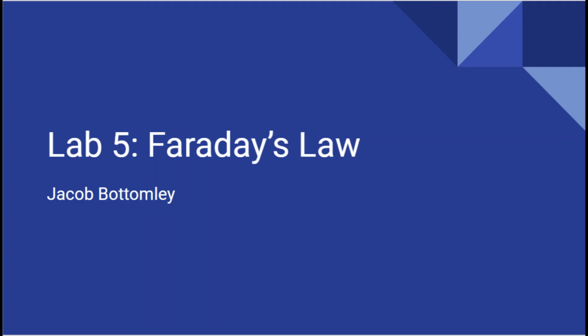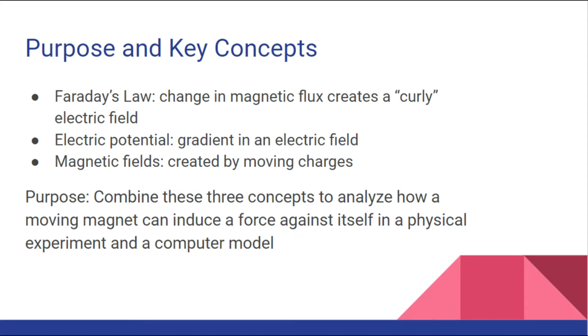My name is Jacob Bomley, and this is my lab report for Lab 5, Faraday's Law of Physics 2 at Georgia Tech. The key concepts of this lab are Faraday's Law, which states how a change in magnetic flux across an area creates a curly electric field around the perimeter of that area, electric potential, which is when the difference between electric fields at two different points motivates charges to move between the different points, and magnetic fields, which are generated by the motion of charged particles.